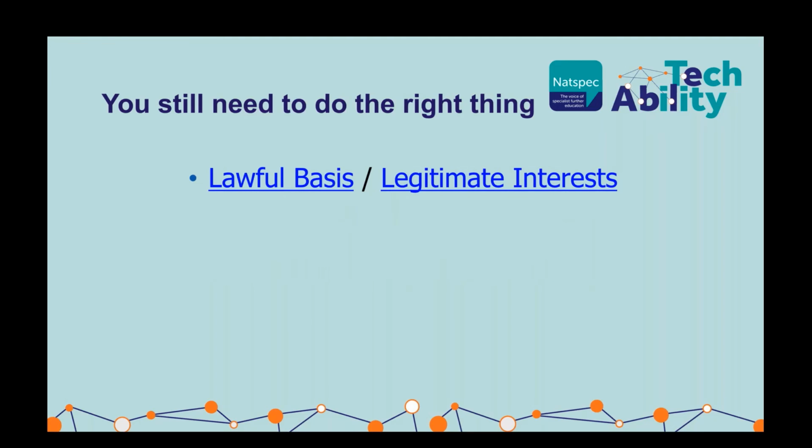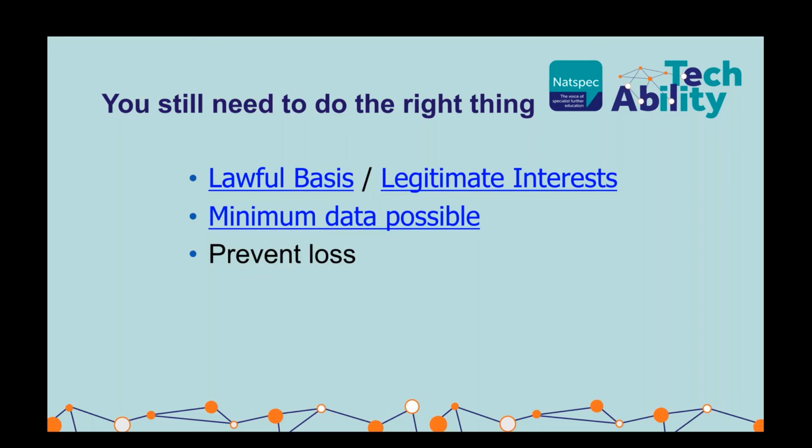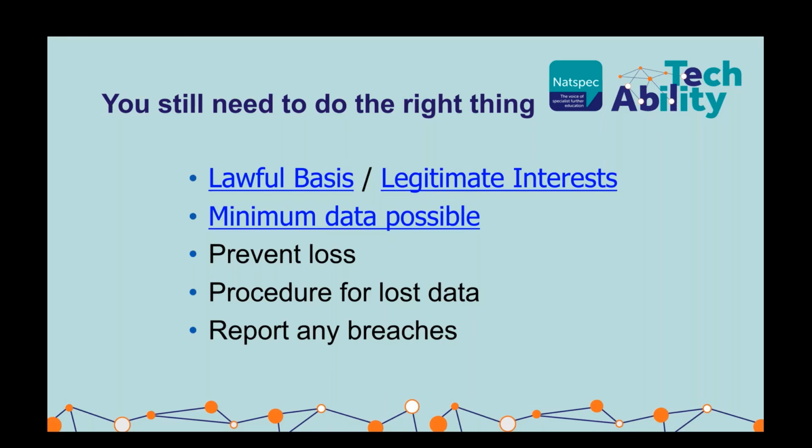So you still need a lawful basis and legitimate interests. You have to be able to justify that. Think about minimum data possible. Think about whether it is really necessary for all that to be on there. Think about how you're going to prevent the loss of that device or of that book or whatever it is in the first place, so you don't have to go through a painful process. And then once the worst happens and something has been lost, what's your procedure? Have you got that in place before it happens, ready for lost data?